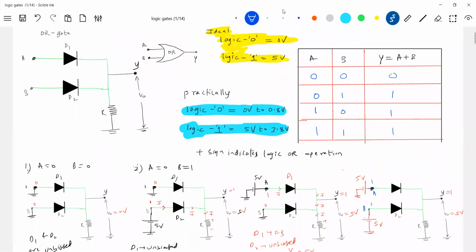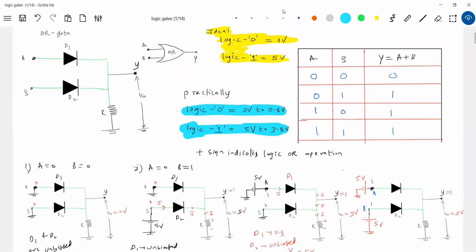When both the inputs are 0, logic 0, what will be the output? It will be logic 0. If any one input is high or both inputs are high, what will be the output? Output will be high. Some logic we have brought, no? Sir, what is the logic? I'm not seeing any logic. What is this?